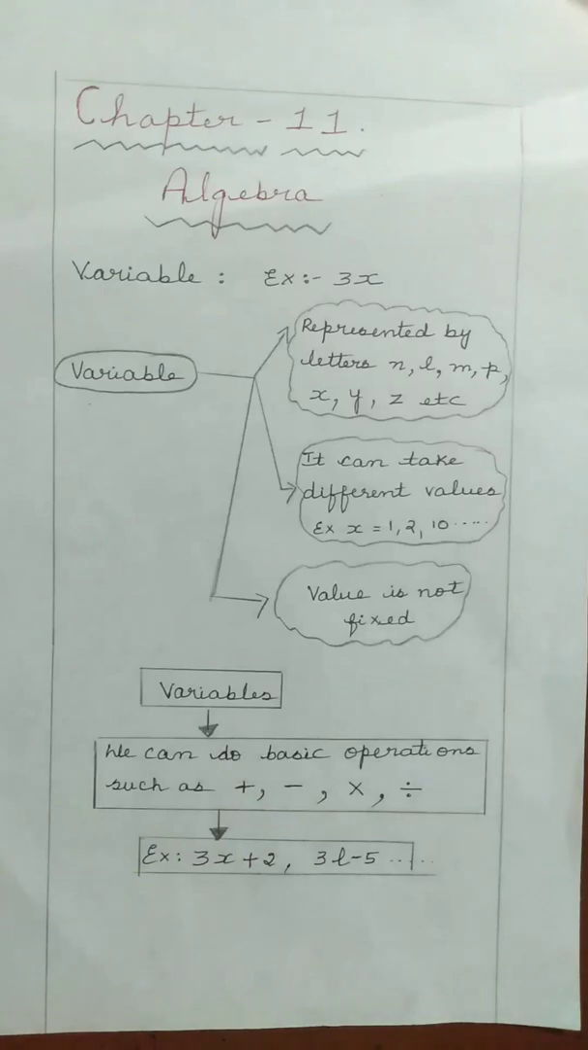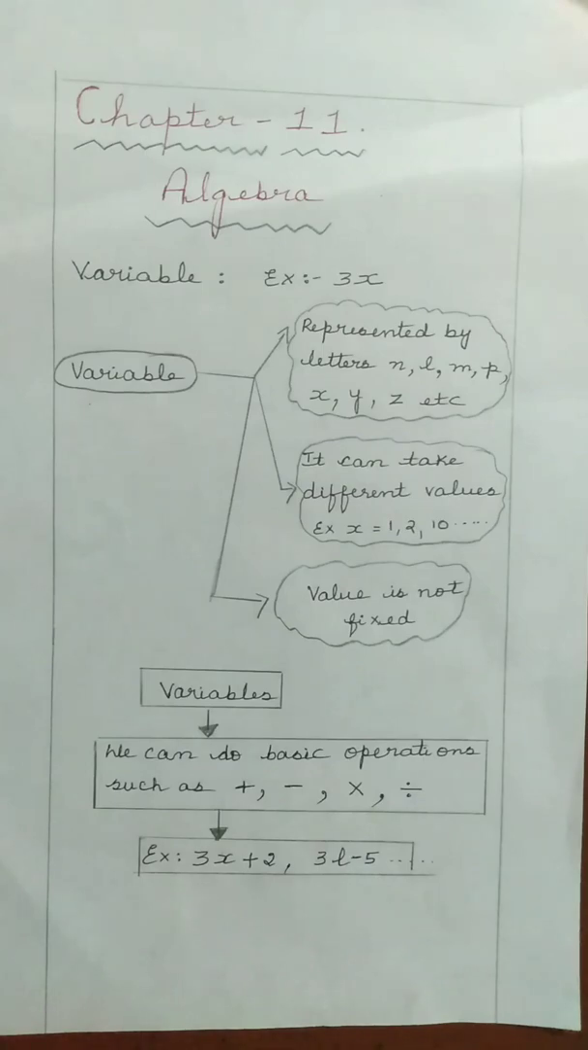Then, onto these variables, we can do basic operations such as addition, subtraction, multiplication and division. So example 3x plus 2. We have one more example 3l minus 5, where in 3x, x is a variable, and 3 and 2 are the numerical values. Along with the variable, if we have a number, it is also called a numerical coefficient. Here in 3l minus 5, l is the variable. Along with the l, one number is present, that is 3. It can also be called the numerical coefficient.